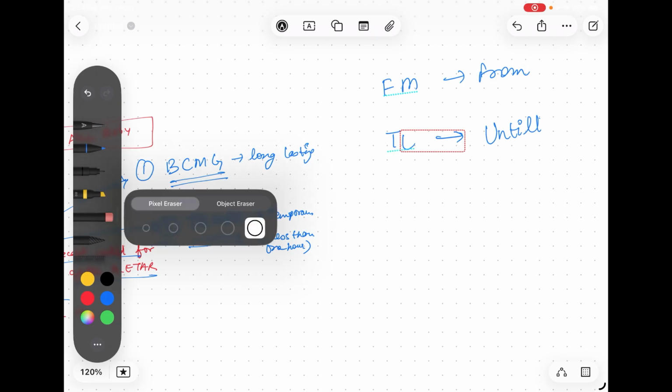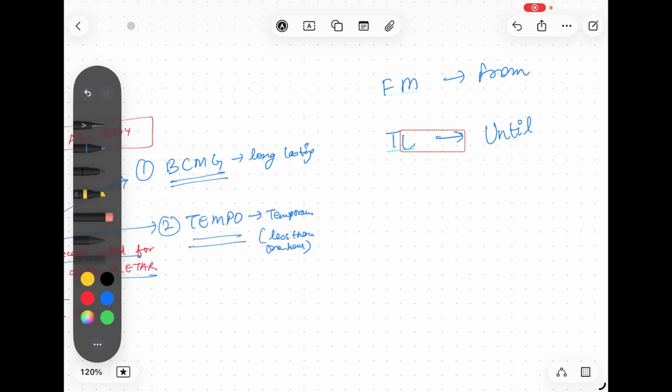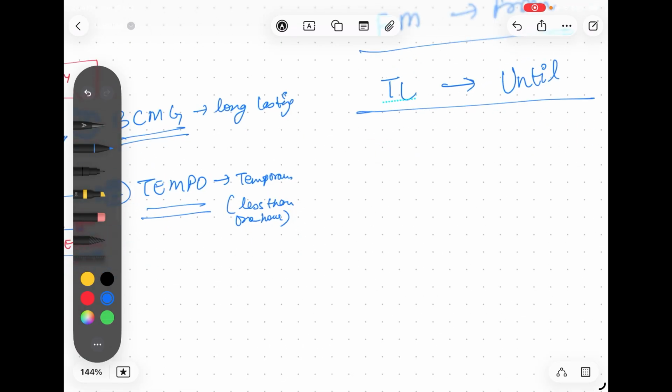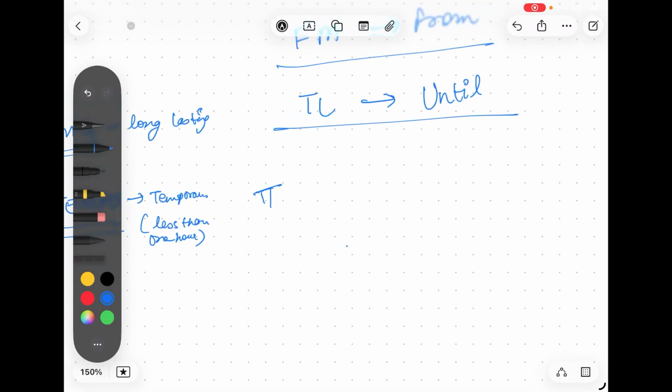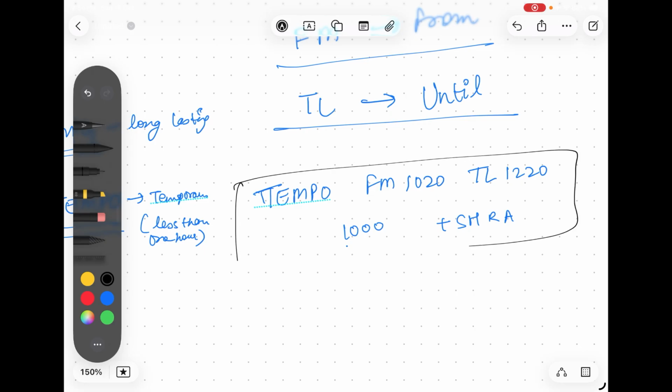Okay, I have written a wrong spelling. I'm going to delete that L. So FM means from and TL means until. So how it is written, for example, let me write it for you. So tempo FM 1020, this is the time, until 1220, 1000 plus. So this is how a trend would be reported. Okay, this is how it will be reported.